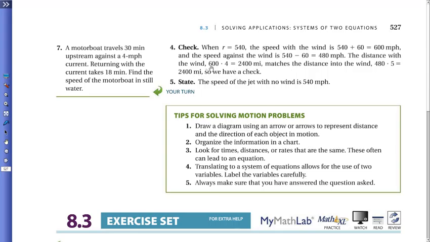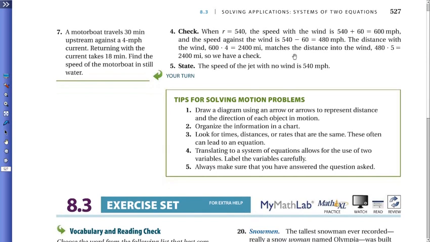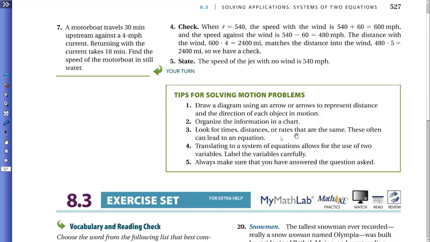Now that means that this works: with that rate of speed for the jet, I will go the same distance, just in a different amount of time with that headwind or tailwind. So then make sure you answer the question. The speed of the jet with no wind, that's what they were looking for, is 540 miles per hour. Now they just give a box here with some tips.